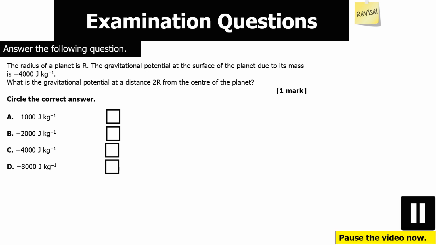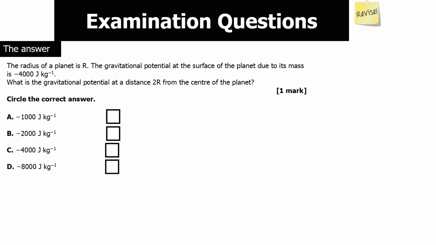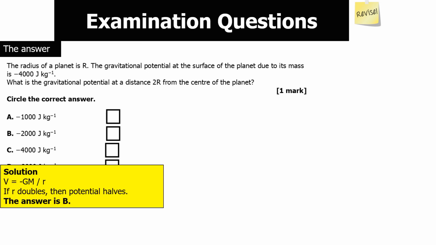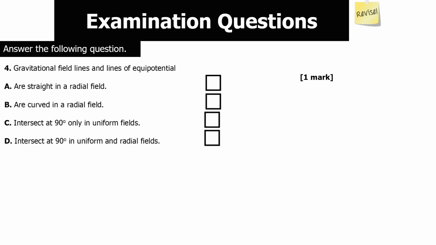So pause the video now, then unpause the video when you want to go through your answer. Right, the answer here is going to be B, because we know that V, the potential, is minus GM over r. So this tells us that if r doubles, therefore the potential halves. So when it's at 2r, the potential is half, so it's now gone from 4,000 to 2,000. The answer is B.